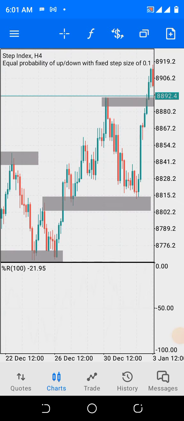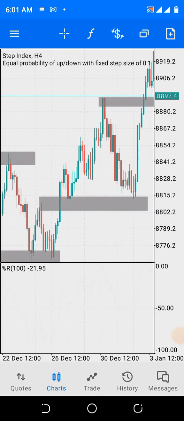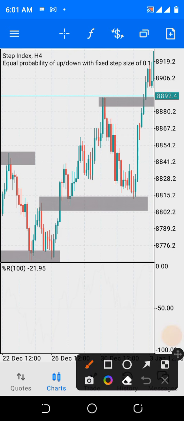Now if you move further, watch here closely. This is a break and retest concept. Watch here, you will see the price get to this level, back here, then breaks this, then back to it again.